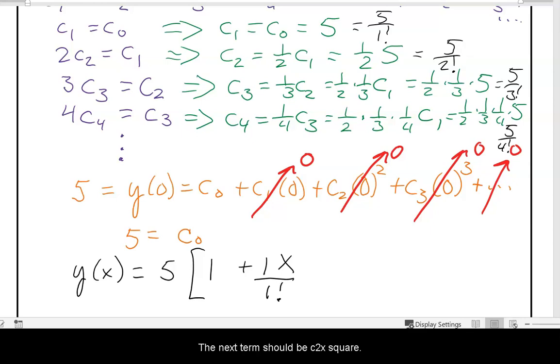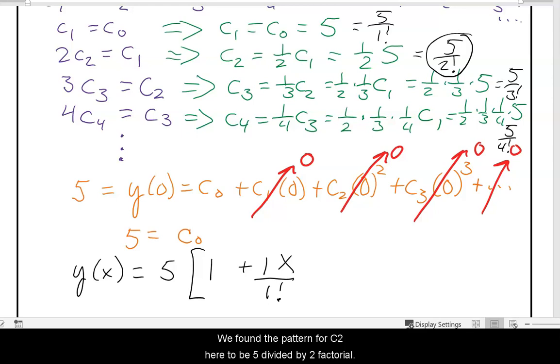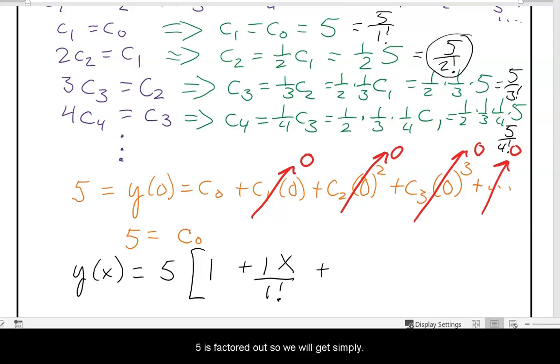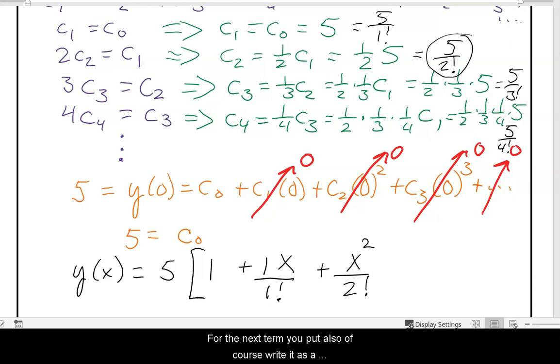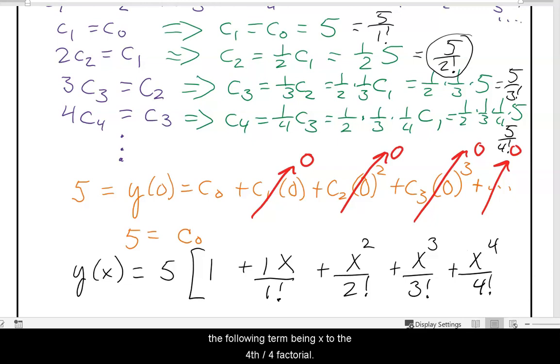The next term should be C2x squared. We found the pattern for C2 here to be 5 divided by 2 factorial. The 5 is factored out, so we will get simply the x squared divided by 2 factorial. For the next term, you could also, of course, write it as a fraction out front. The next term then should be x cubed over 3 factorial, with the following term being x to the 4th over 4 factorial. And this pattern continues forever.